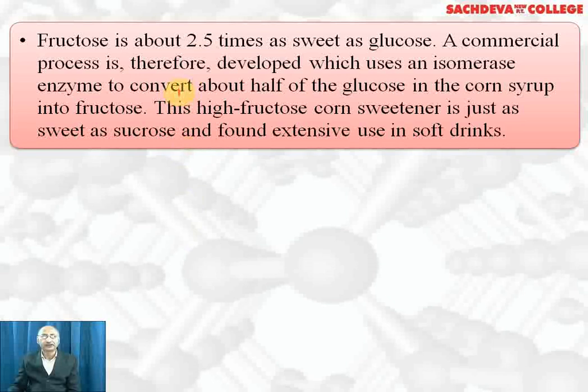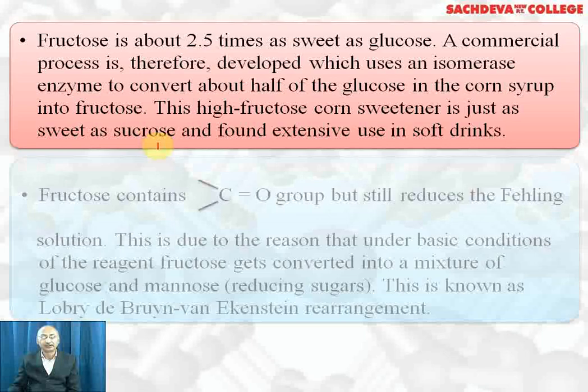A commercial process was therefore developed which uses an isomerase enzyme to convert about half of the glucose in the corn syrups into fructose. The high fructose corn sweetener is just as sweet as sucrose and found extensive use in soft drinks. Fructose is the sweetest sugar, lactose is the least sweet sugar.